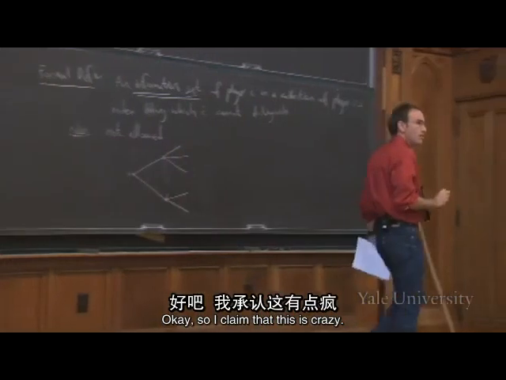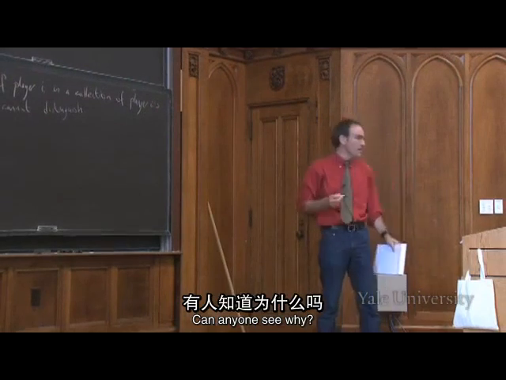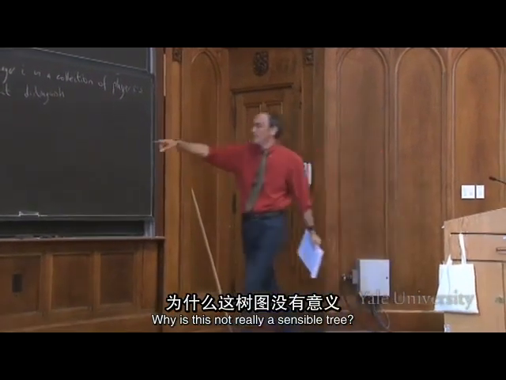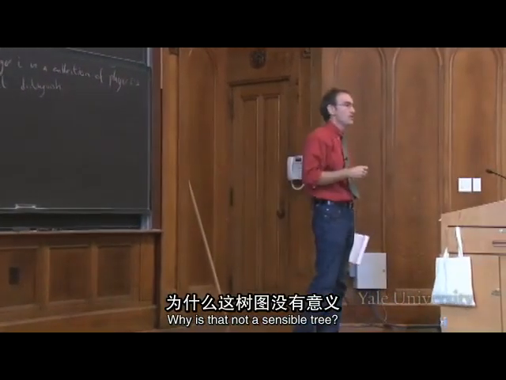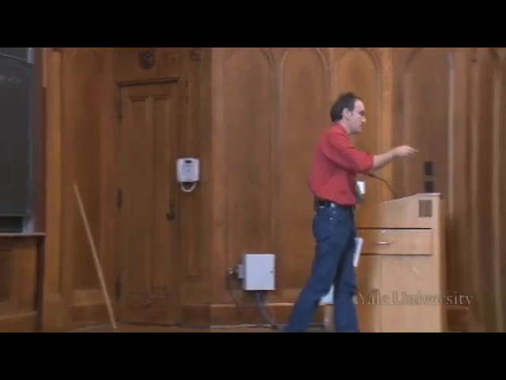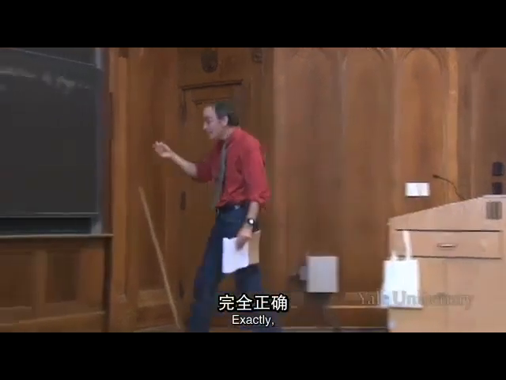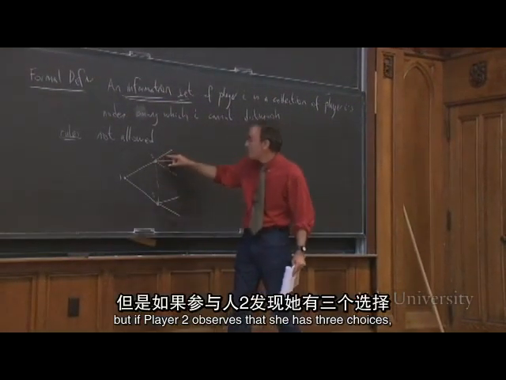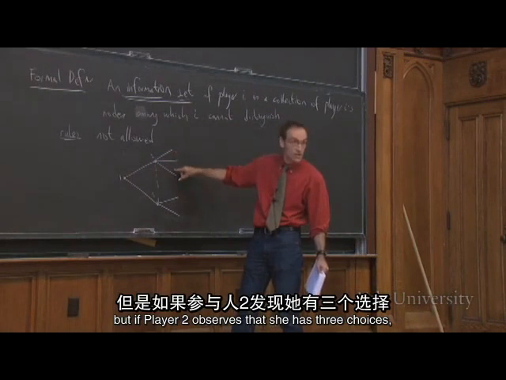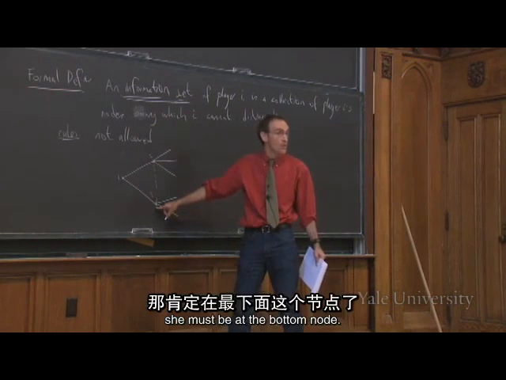I claim that this is crazy. We couldn't allow this. It wouldn't make any sense to allow this. Can anyone see why this is not really a sensible tree? Yeah, Alex, just the guy behind you. Shout out. If player 2 knows that he has 3 choices, then he'll know he's at the top node. Exactly. In this tree, you haven't put the payoffs in, but if player 2 observes that she has 3 choices, she knows she must be at the top node. If she observes she has 2 choices, she must be at the bottom node.